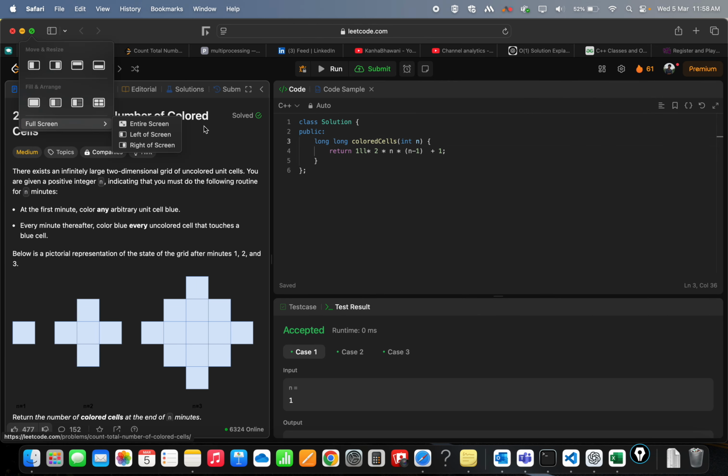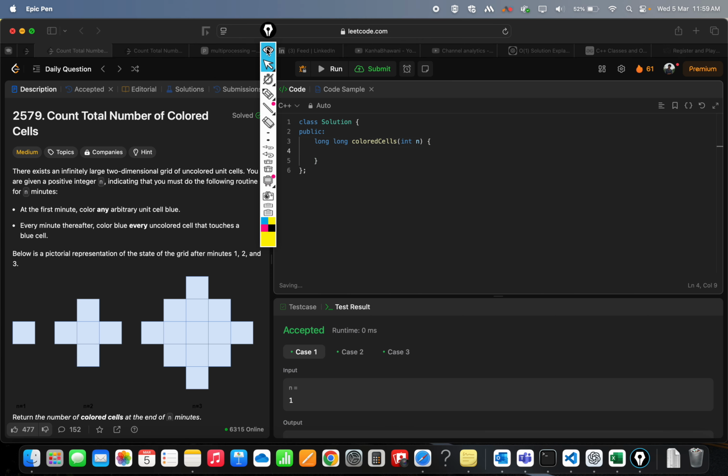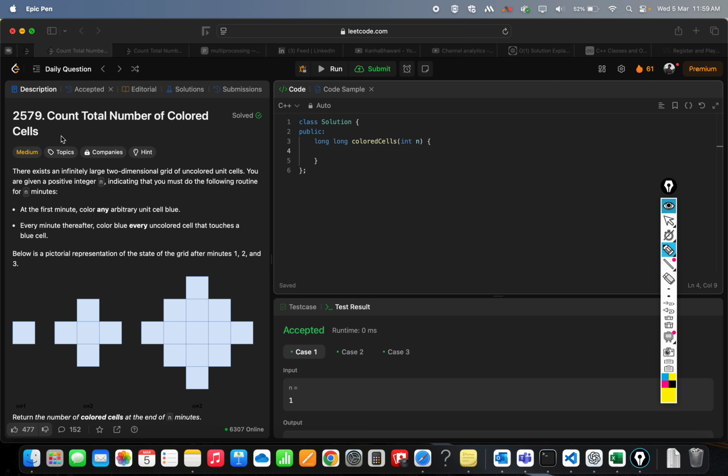So the problem is count total number of colored cells. There exists an infinitely large two-dimensional grid of unit cells. You are given a positive integer n, indicating that you must do the following routine for n minutes.